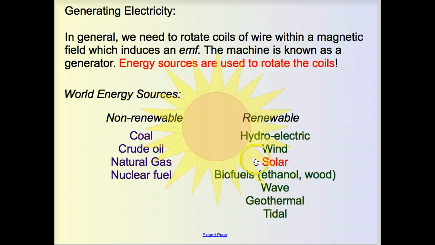Not so nuclear fuel. The sun is not responsible for nuclear fuel. It's not responsible for geothermal energy, or tidal as well. Tidal is a result of the moon, but the sun is responsible for most of the energy that we use.